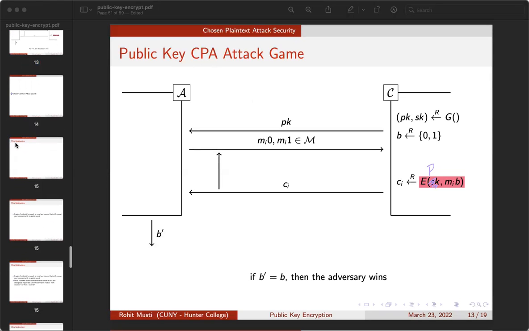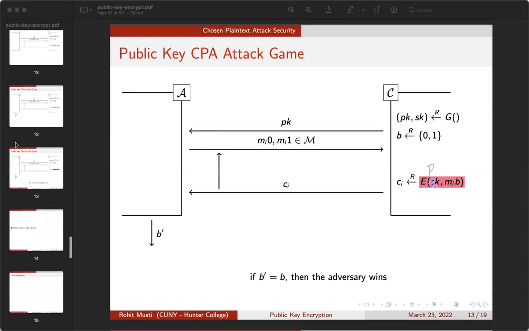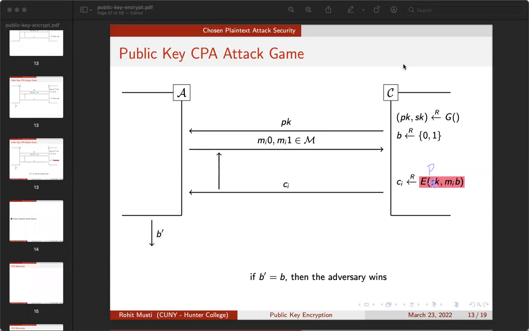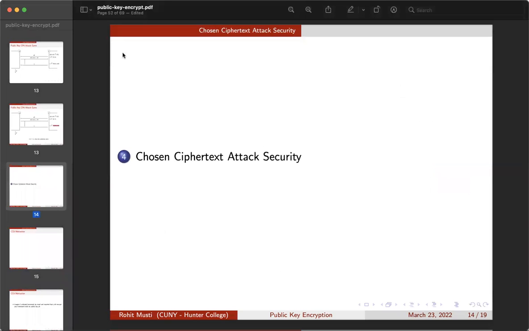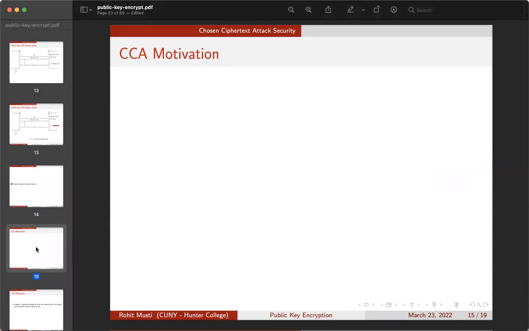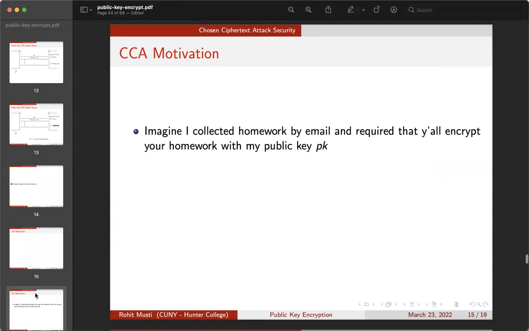With that, let's keep moving forward. So that's kind of all there really is to the public key CPA game. Let's talk about chosen ciphertext attack security. So again, it's chosen ciphertext, the motivation here.